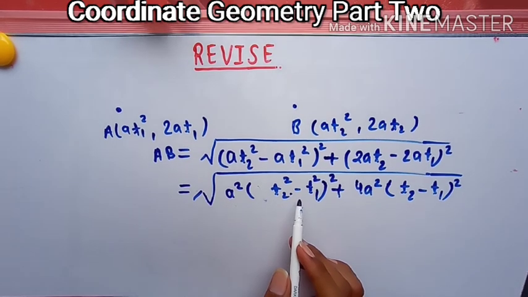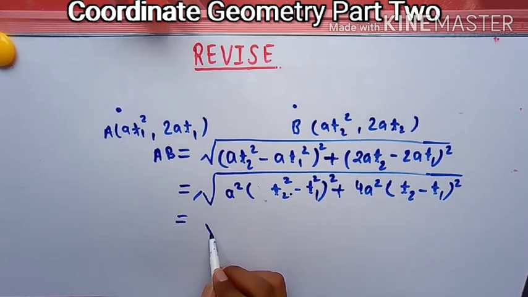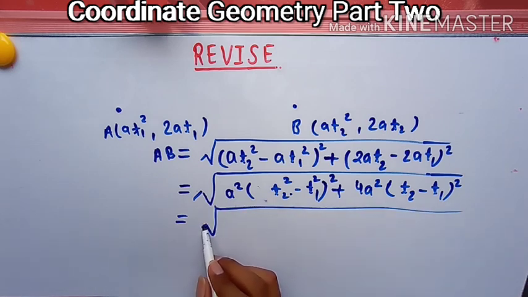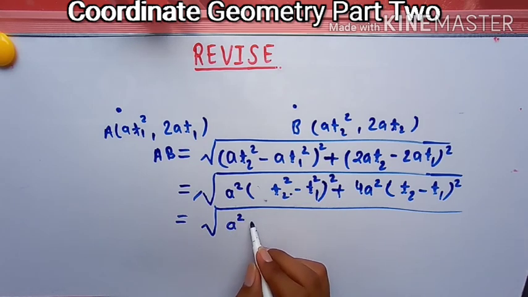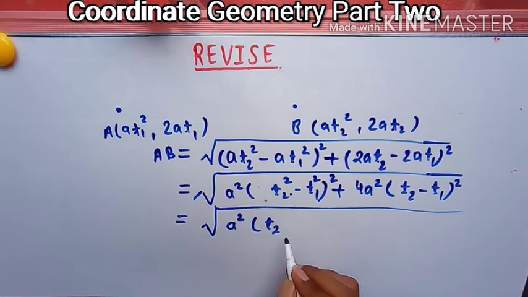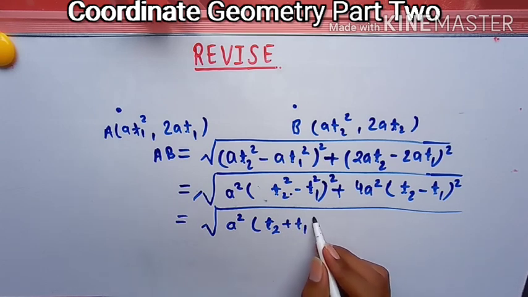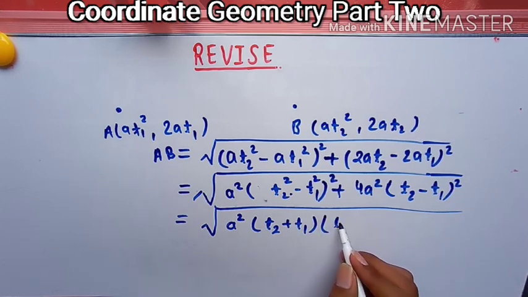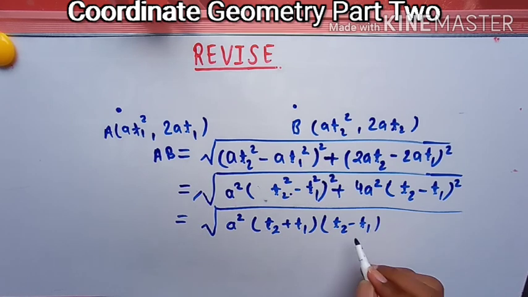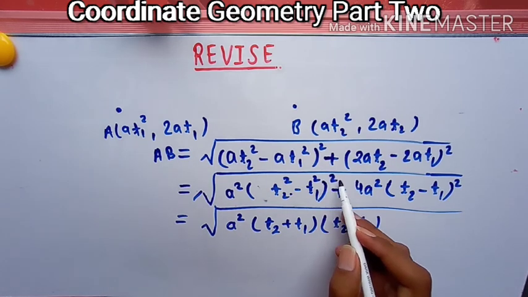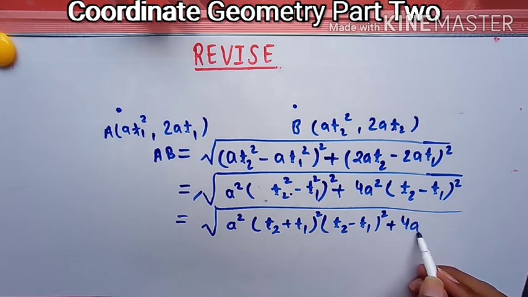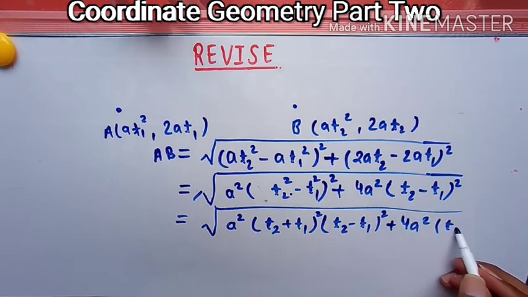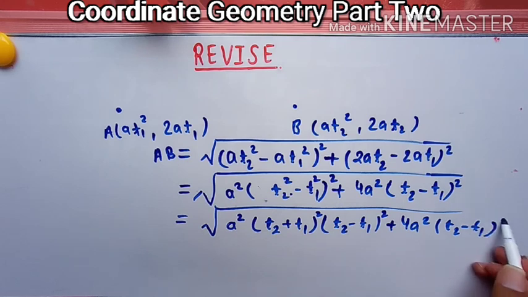So let me use the formula. Please, this is not going to be very complicated, you just focus here. This becomes t2 plus t1 in one bracket, thereafter t2 minus t1 in the other bracket. Now look, this is the square. This square will come over this bracket also and this bracket also. Did you understand this? Very good. Plus 4a square t2 minus t1 whole square.